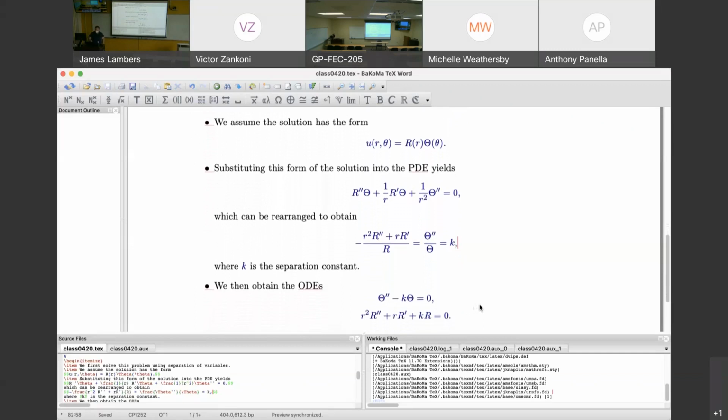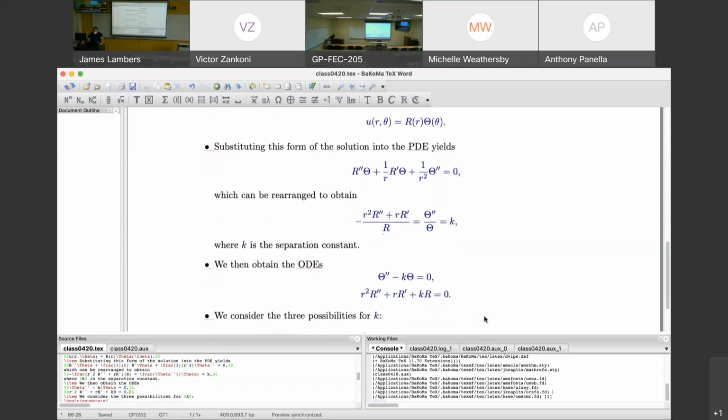Now if I set this part equal to k, I get this second ODE, and then this fraction equal to k. So here are two ODEs that we get for capital Theta and capital R. And we need to know for which values of k there can be a viable solution. Like before, we considered the cases of k being positive, negative, 0.